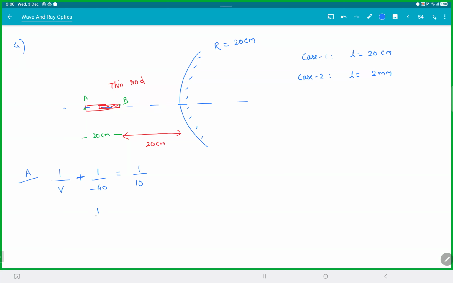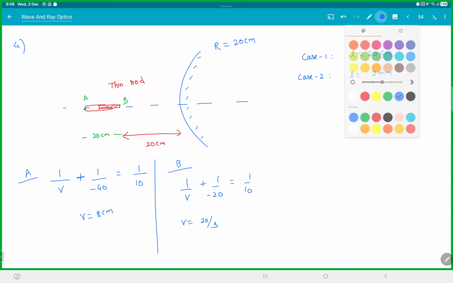How much is that? 1 by 10, 1 by 40, 8 centimeters. Similarly, do it for B also. 1 by V plus 1 by minus 20 is equal to 1 by 10. V will be 20 by 3 centimeters. So we got two images there.